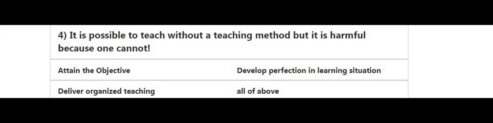It is possible to teach without a teaching method, but it is harmful because: one cannot attain the objectives, develop perfection in learning situation, deliver organized teaching, all of the above. The correct answer is all of the above.